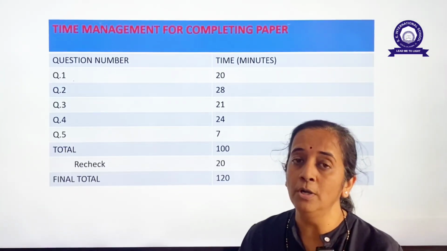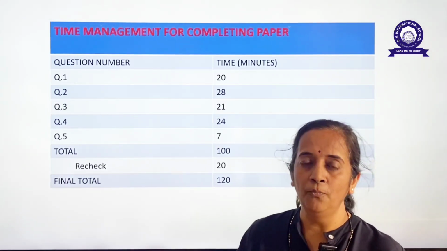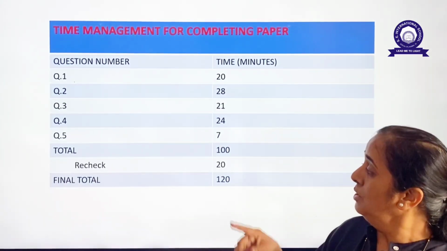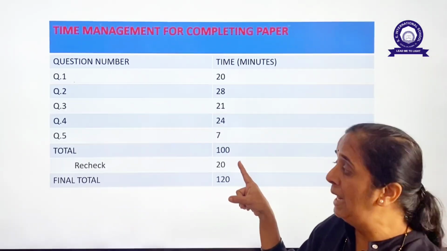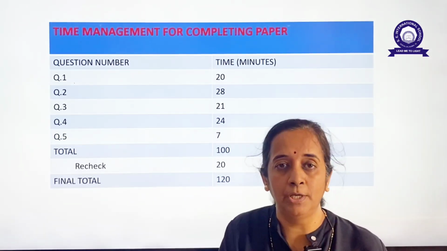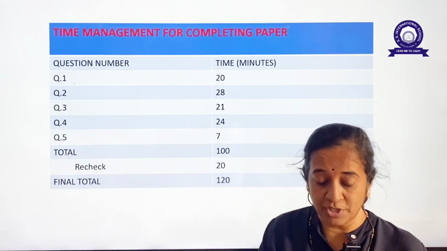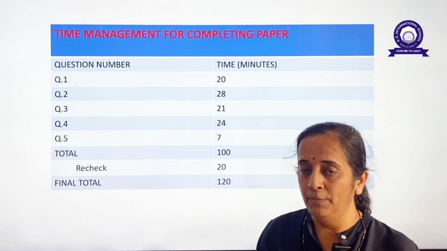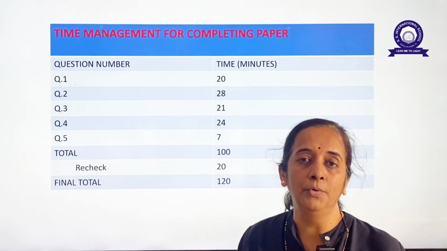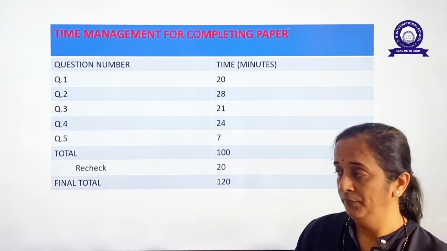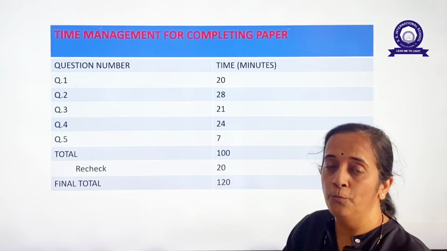Open-ended question means what? You can use different methods, other than textual methods also, to find the answer of this question. And like this, you can finish your paper within 100 minutes and use your 20 minutes to recheck your paper. How to recheck your paper? Check whether units are mentioned, question numbers are mentioned on every page, as well as the final answer along with the units and formulas should be there. Okay, so this is the time management of 120 minutes.